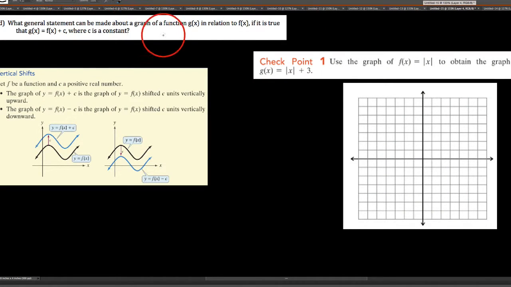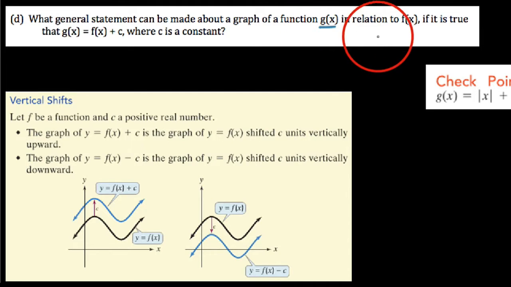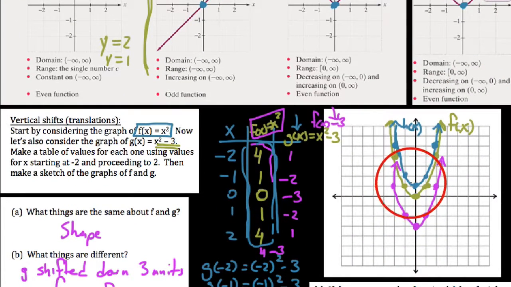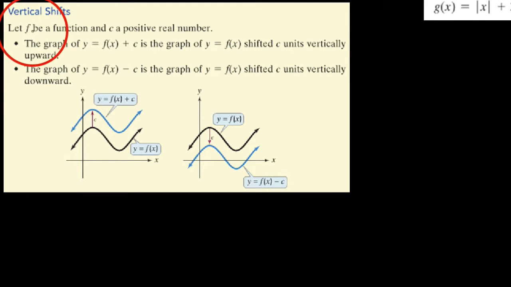We say, what general statements can be made about a graph of a function g of x in relation to its parent function f of x, if it's true that g of x really is just the parent function where we're adding c or subtracting c off of it? And what we noticed was in either of those cases, our parent function was either shifting upward or downward that many units. So we would say in general, if f is a function and c is a positive real number, then the graph of y equals the parent function f of x plus c is going to be shifted c units vertically upward. And we can see this here, no pun intended.